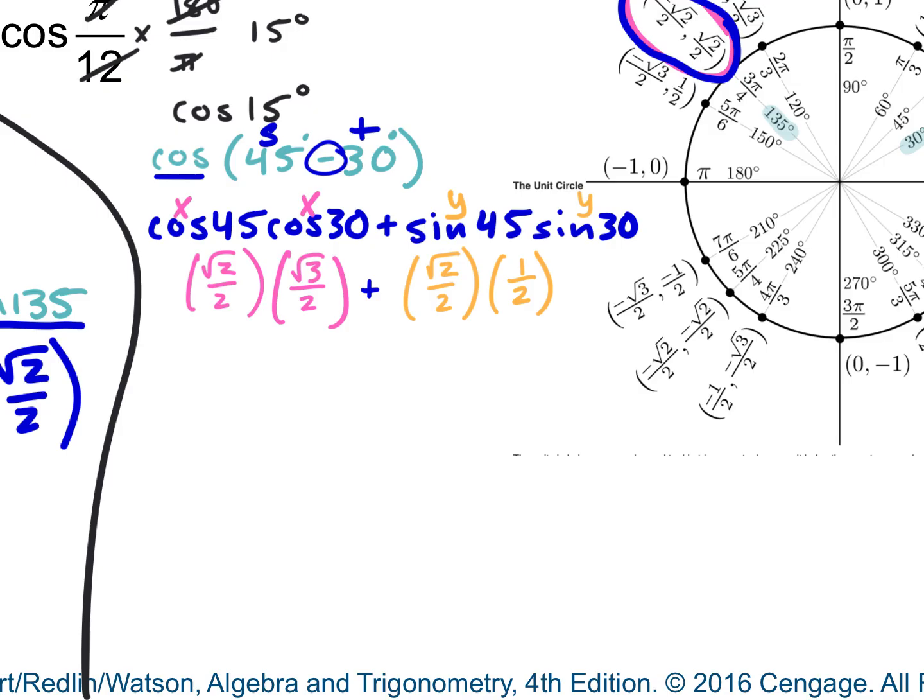So here we're going to multiply straight across. What's square root 2 times square root 3?